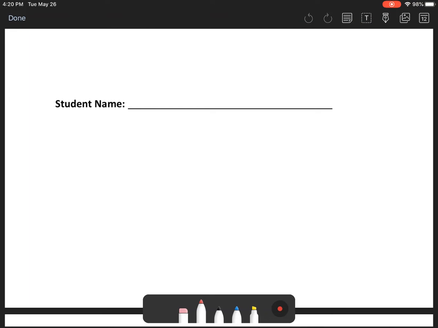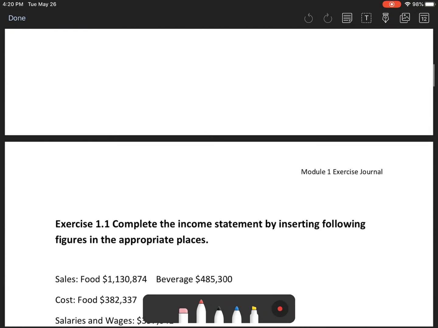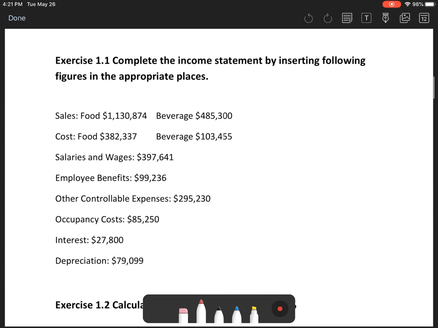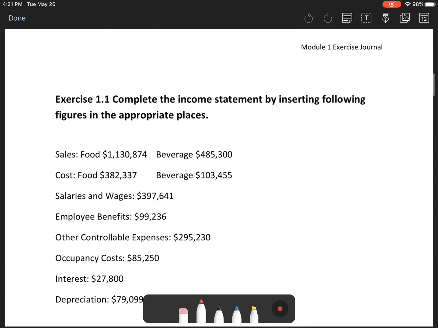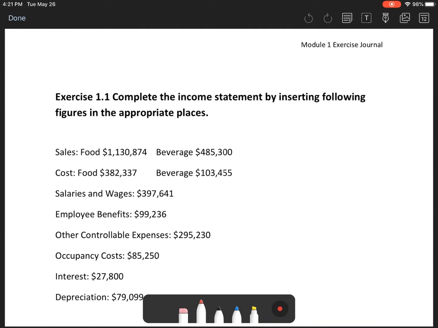It actually goes along with your balance sheet and your cash flow statement, and managers and business operators can actually look at this document and understand how profitable the business actually is. For the purpose of this exercise, you have been given certain numbers to work with. You have been given the food sales, the beverage sales, the food cost, beverage cost, salaries, wages, employee benefits, everybody wants benefits, other controllable expenses, occupancy costs, interest, and depreciation.